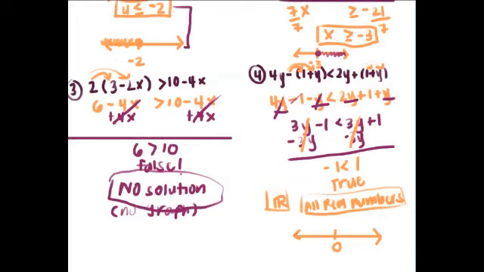So all you do is you just shade the whole thing. Okay, so no need for a dot. You just put a 0 right here and then just shade the whole thing.